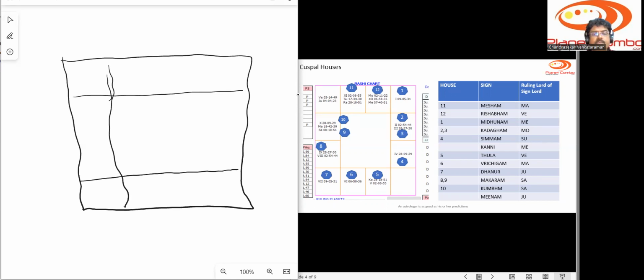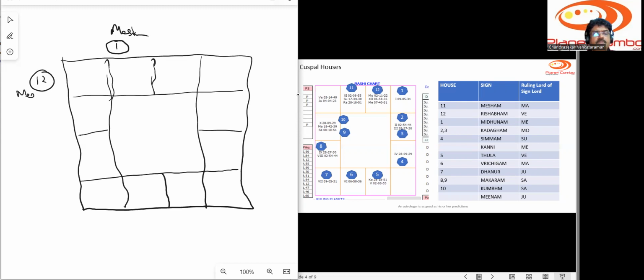So this is a simple South Indian chart I've drawn for the same chart. Now, this is as per the astrological circle. This is 1 and this is 12. This is fixed for everyone. So this is Mesham, this is Meenam. Signs don't change. It is always numbered 1 to 12 from here.